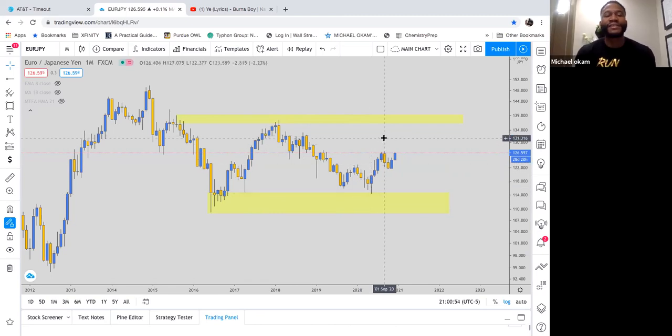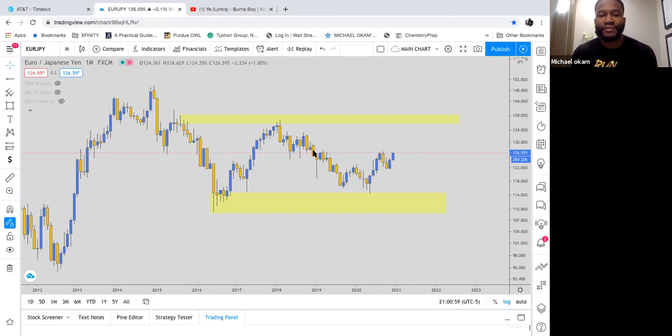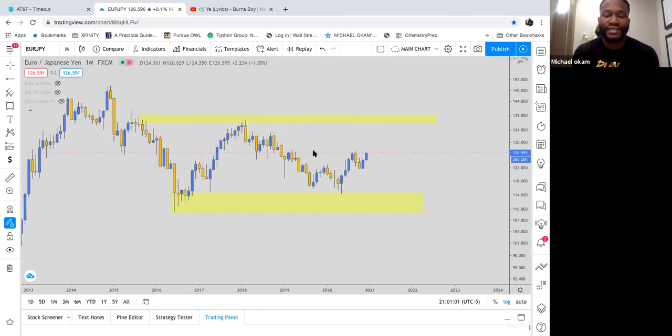Okay. So in the monthly time frame, I don't try to look for too much. I try to keep it real simple. I just try to look for relative highs and lows. Does this make sense to y'all?